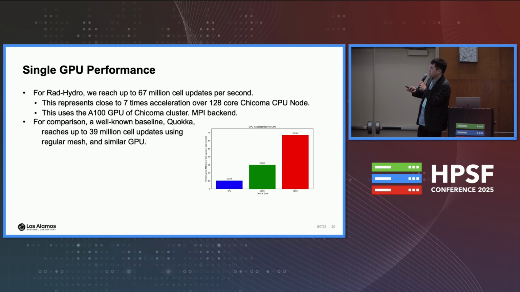There's another radiation hydro code that also has GPU capability, something called Kokkos. In their paper, they reach up to about 39 million cell updates using a regular mesh and similar GPU ideas. So we slightly outperform what Kokkos is doing.